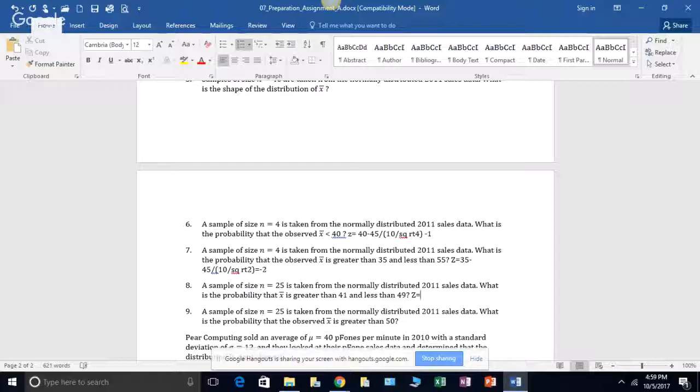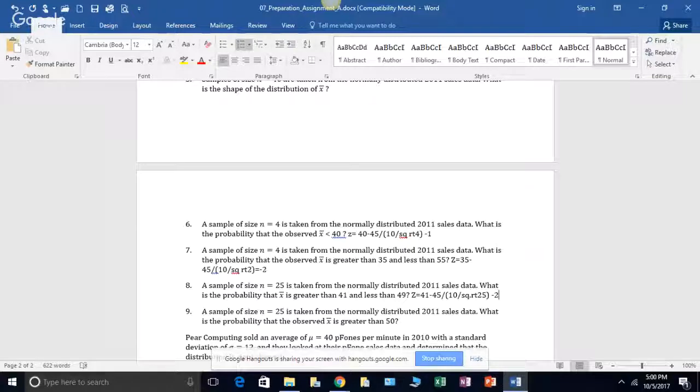So 41 minus the 45, divide that by 10, divide that by the square root of 25 equals, so that's -4. So it'd be -4 over, this is going to be 5, 2. So 4 over 2 is going to be -2. Does that make sense?